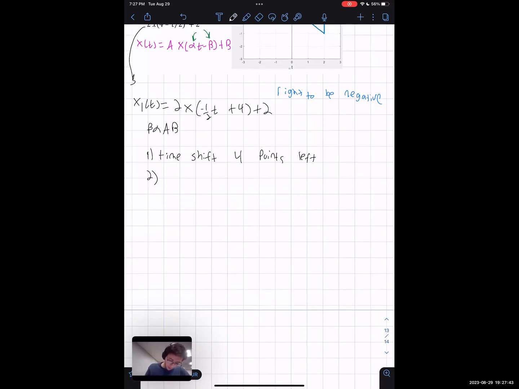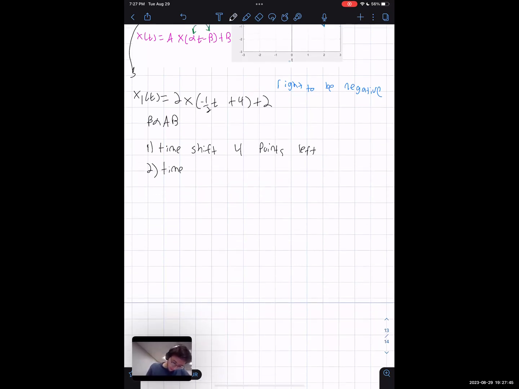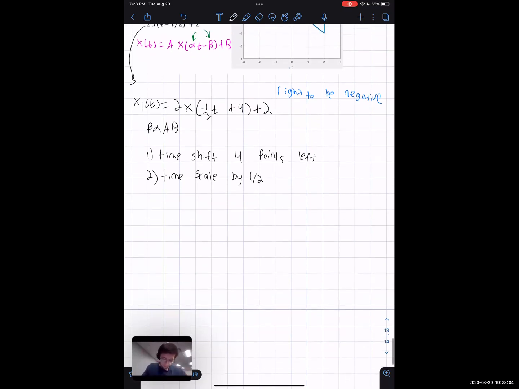So now we're going to have to time scale by 1/2. And is this going to be a shrink or a stretch? Stretch, yeah. Remember, when we increase that, it's going to go a lot faster. Because it's a smaller value, it's going to have a lower frequency, so it's going to take longer. It's going to stretch out. So we're going to put stretch.